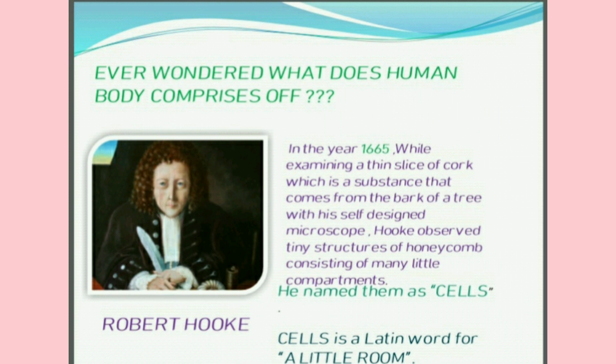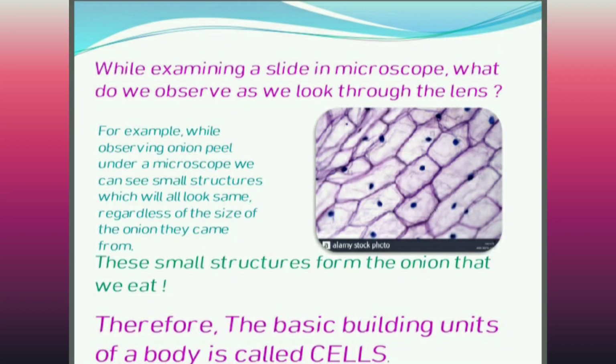In the year 1665, Robert Hooke, the man in the picture, observed a thin slice of cork under his primitive microscope. What did he observe? He observed small structures of honeycomb consisting of many little compartments. He wondered what they are, and he named them cells. Cell is basically a Latin word meaning a little room.